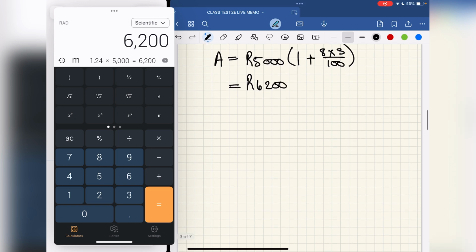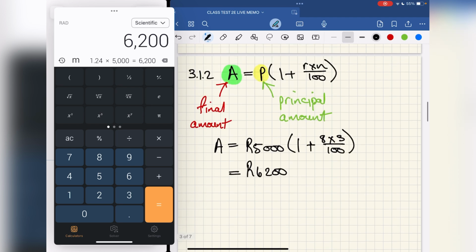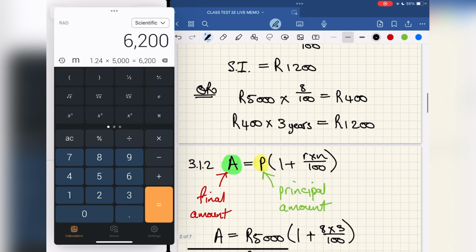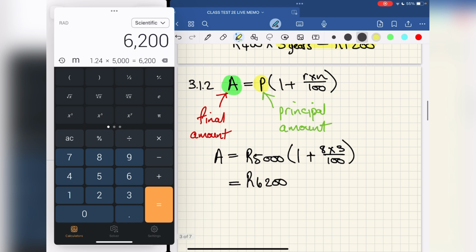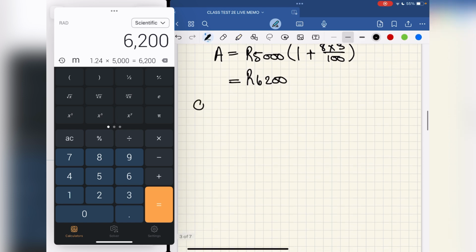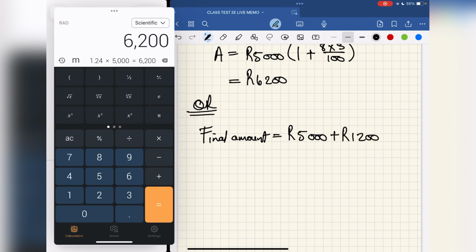The other way is we could say, well, if I invested a total of 5,000 Rand at the beginning and my interest for the 3 years was 1,200 Rand, my final amount would simply be the interest plus the amount that I invested. So I can say my final amount is equal to my investment of 5,000 Rand, that's the money that I put in, and I can add all the interest that I earned for the 3 years, which I calculated before, which was 1,200, and that of course is a total of 6,200. Same answer.